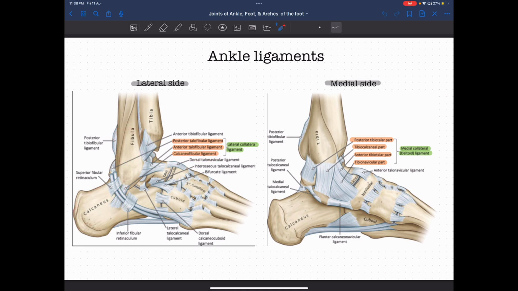Next is the medial collateral ligament, also known as a deltoid ligament because it's like a fan-like structure. So we have the posterior tibiotalar part between the tibia and the talus, and we have the anterior tibiotalar part between the tibia and the talus right here anteriorly. We also have tibiocalcaneal between the tibia and the calcaneus, and tibionavicular between the tibia and the navicular.